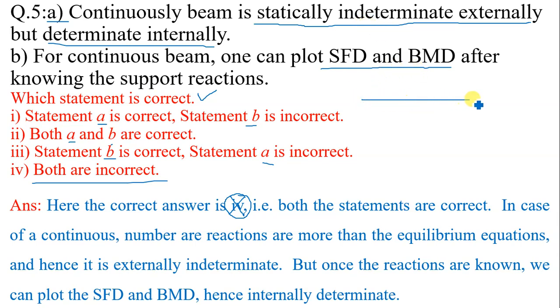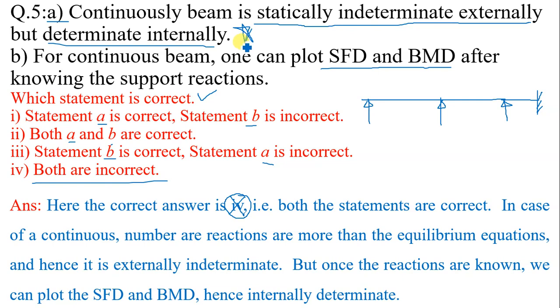See, a continuous beam carries a number of supports like this: 1, 2 and say 3. Suppose it is fixed at this end. So there are a number of reactions, and we cannot calculate these support reactions using conditions of equilibrium alone. So a continuous beam is statically indeterminate externally. This is the first statement, which is correct.